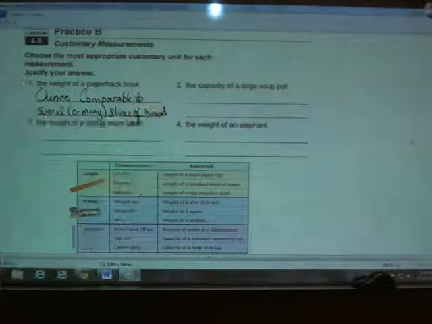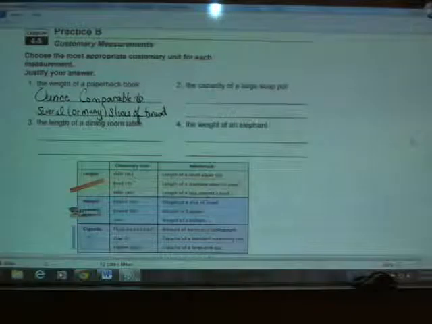As we look at number 2, they're talking about the capacity of a large soup pot. So if we're talking about capacity, we're talking about fluid ounces, which is how much water there is in 2 tablespoons. A cup, which is the capacity of a standard measuring cup. Or we could talk about gallons, which is the capacity of a large milk jug. So if we're talking about a soup kettle, fluid ounces is the one that's very obviously out. If we just took a couple little tablespoons of water, that's going to evaporate before I even get to make the soup. All right, so it's not going to be fluid ounces.